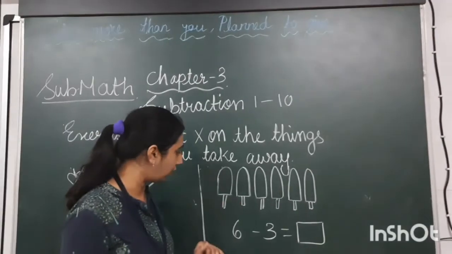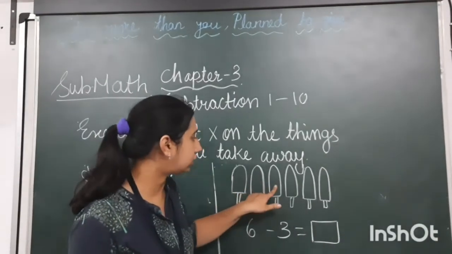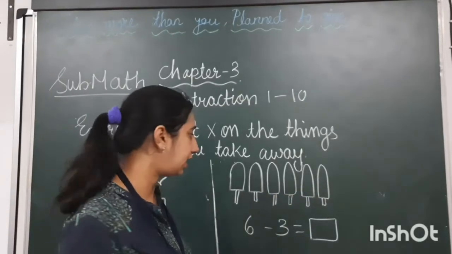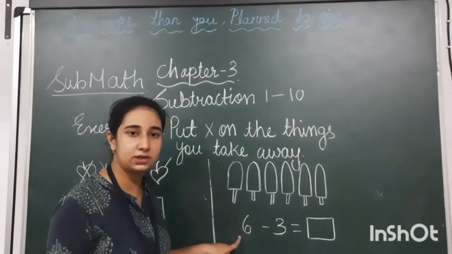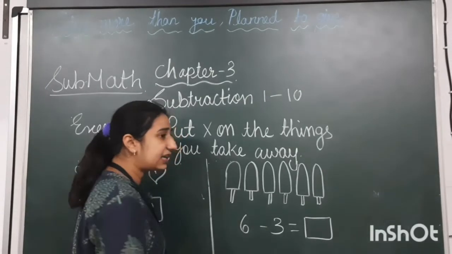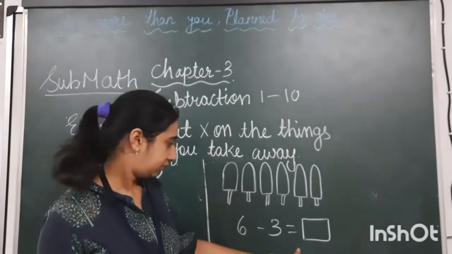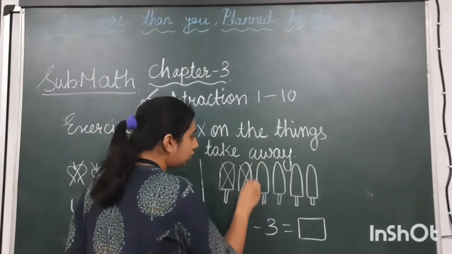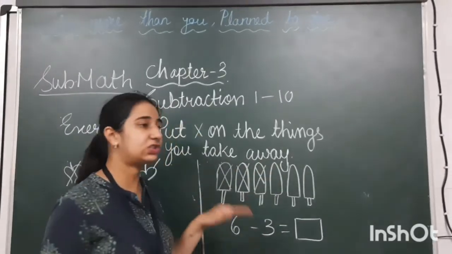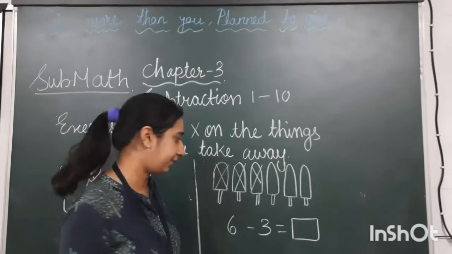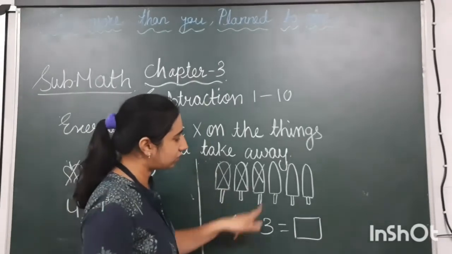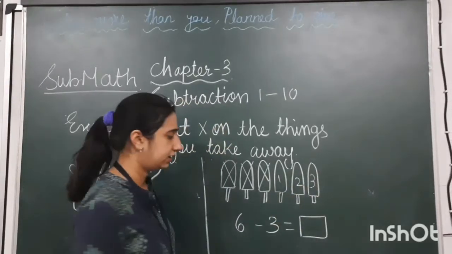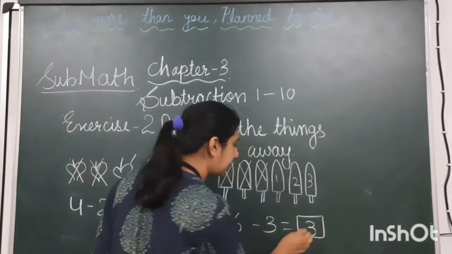Now number 4. 1, 2, 3, 4, 5, 6. 6 ice creams I have drawn here as number 6 is written down below. How many I have to cut? 3 ice creams I have to cut. 1, 2, 3. That means 3 are taken away from me. Remaining ice creams 1, 2 and 3. So 3 ice creams are remaining.